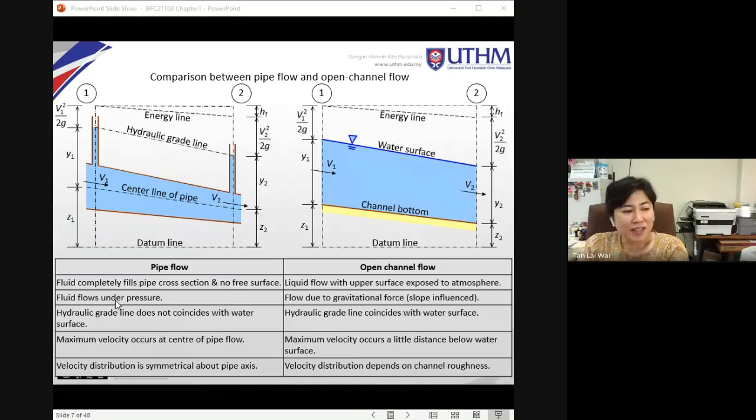And then the fourth element would be maximum velocity occurs at the center of pipe flow. When you look at the distribution of the velocity in pipe flow, it's in the middle that will have the maximum. It goes like that. So the least velocity will occur at the wall of the pipe, whereas the maximum velocity is in the middle. However, for open channel, maximum velocity, initially it should be at the surface, because it's not affected by the roughness of your channel lining. However, because of friction, surface tension, and also it could be wind friction, the maximum velocity will occur slightly below the free surface, but not in the middle.